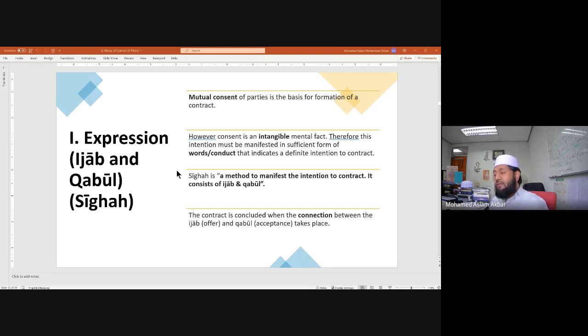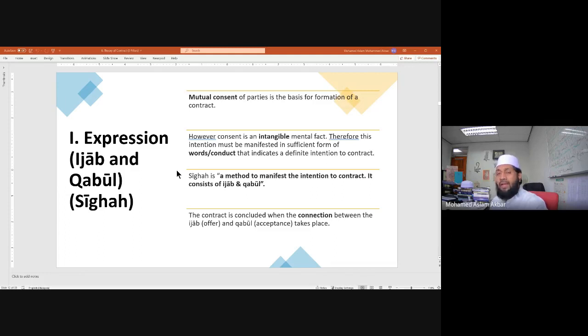The contract is concluded when the connection between the ijab, offer, and qabul, acceptance, takes place. So this is where the contract is happening. It has to happen simultaneously, which means that it has to happen in the same place. It's not like you show your intention last week and then maybe next week someone will accept it.